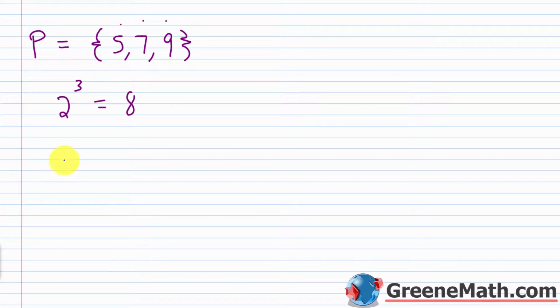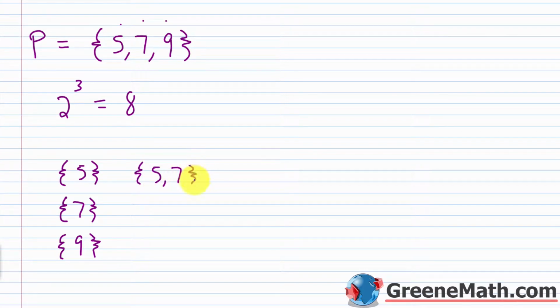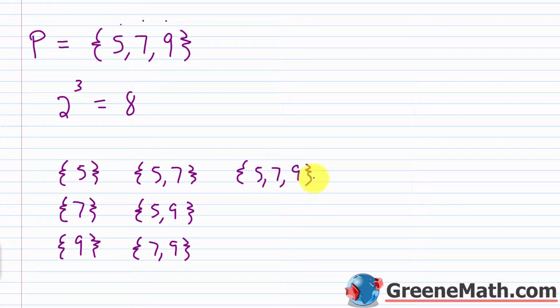So one subset would be just the set 5. Then another would be 7. Then another would be 9. Then I would have a subset where I would have 5 and 7. Another would be 5 and 9. And another would be 7 and 9. Then another one would contain all of the elements. And what is the last one?